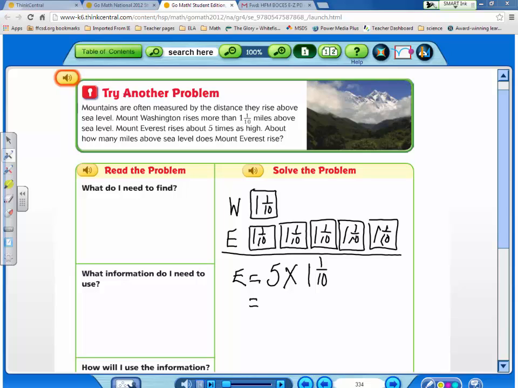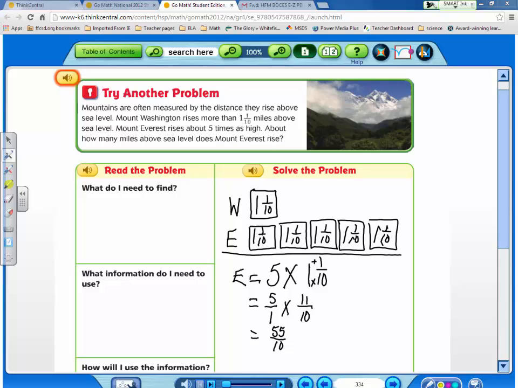So this equals 5 over 1, because when we need to multiply fractions, we need fractions, times, we change this to a fraction greater than 1. 10 times 1 is 10. Plus 1 is 11 tenths. So we multiply and we get 55 tenths.